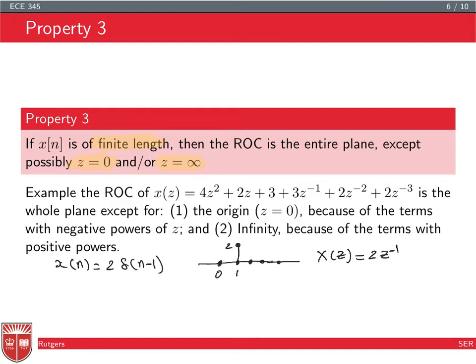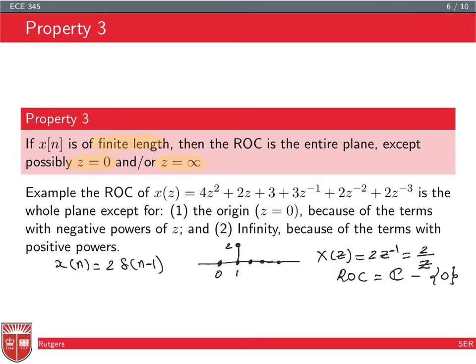Now, when is this z transform defined, or where does it converge? It converges everywhere, except for the case when z is equal to 0, right? Because 2z^(-1) is 2 divided by z. So here the ROC is the whole plane minus 0, because you're dividing by z and z cannot be 0.